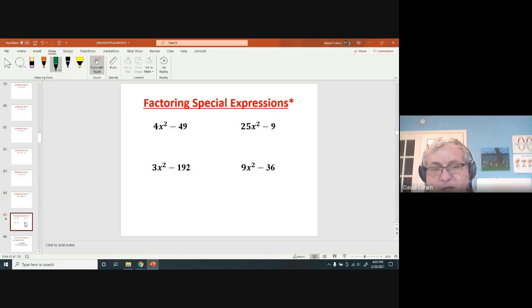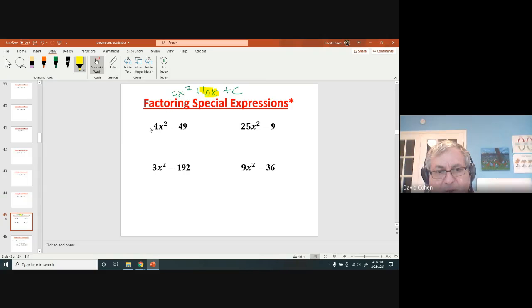And now we have a special expression. This will probably be the end of the second video. If you take a hard look at these, what's missing and why is it missing? What's interesting about these is each of them is missing the b value. Remember, the standard form is going to be ax squared plus bx plus c, but it looks like what's missing is the bx.